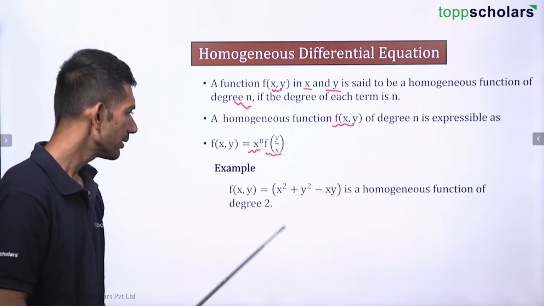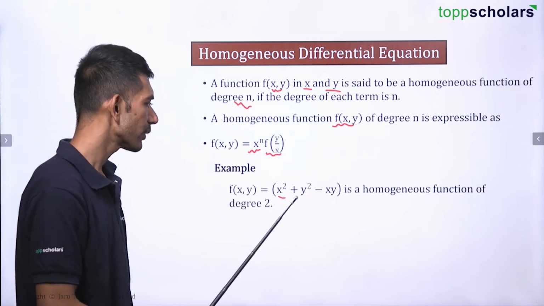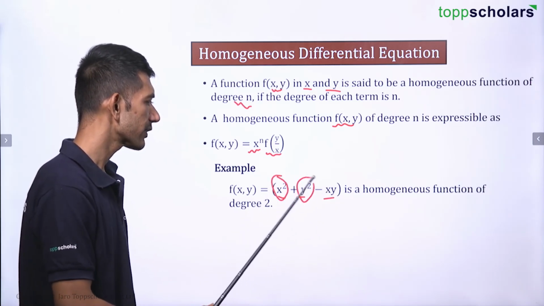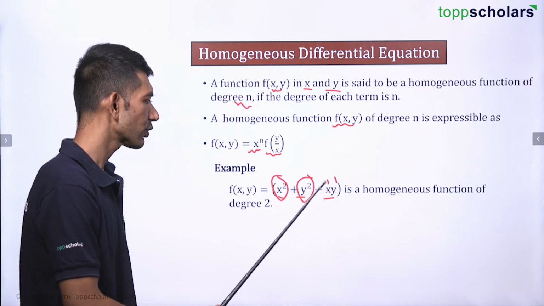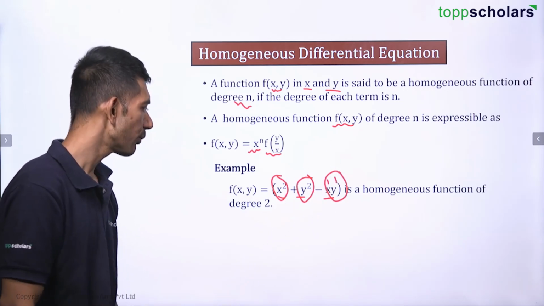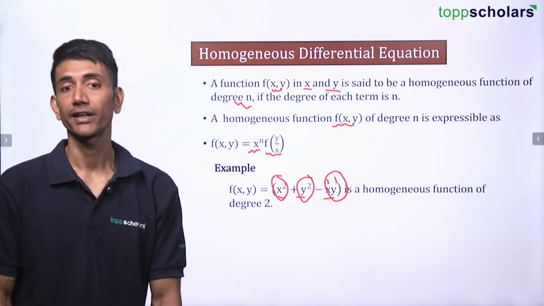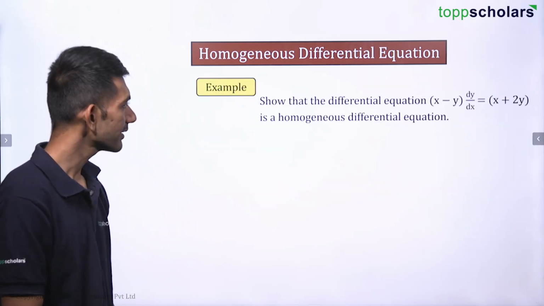Let us see an example. So f of x comma y is x square plus y square minus xy. See, here the power is 2, here the power is 2, x is 1, y is 1, so the total power is 2. So this is a homogeneous function of degree 2, right? Now let us see some examples.